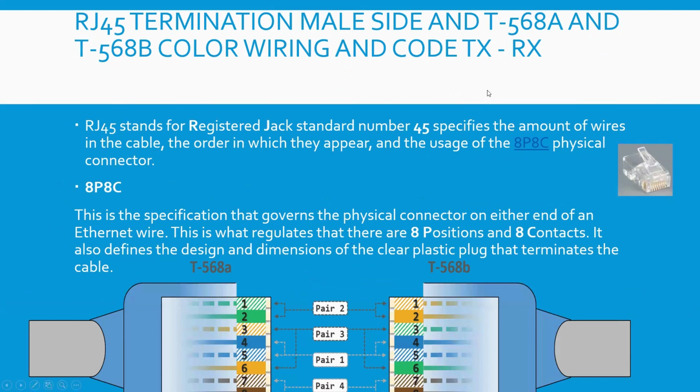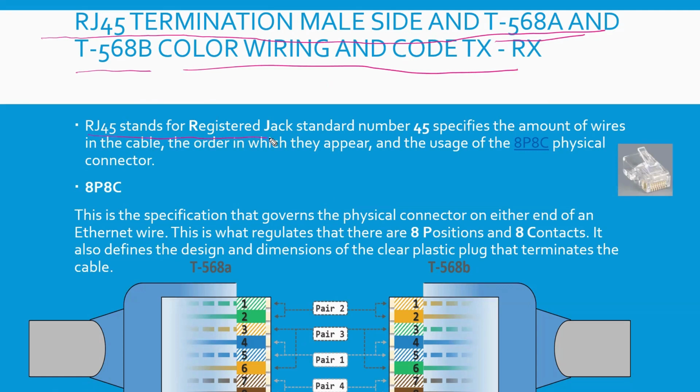Then we have RJ45 termination, male side, with T568A and T568B. Now in the last class, we learned about how the female side works. Female we terminate. In this one, we will learn how to terminate the male side with T568A and T568B color wiring and code. What does the code look like?